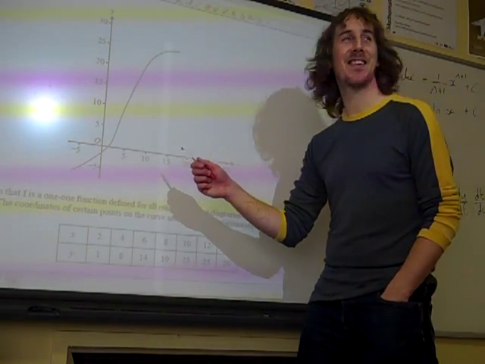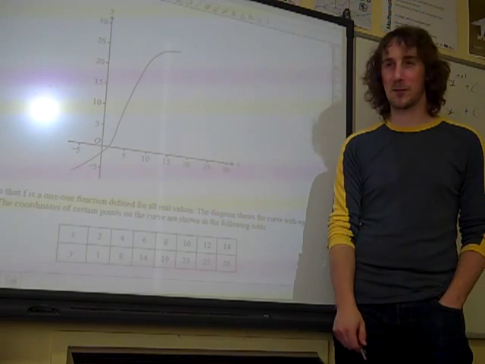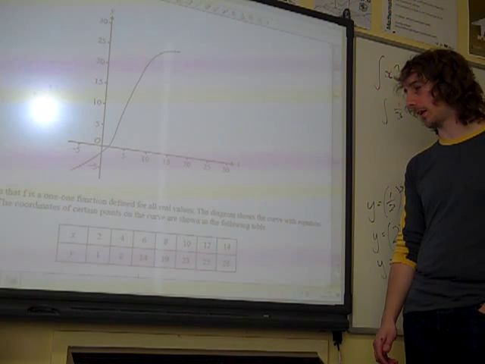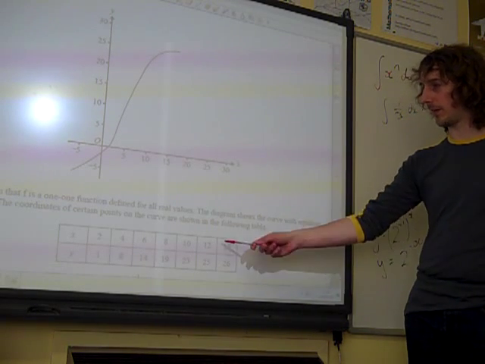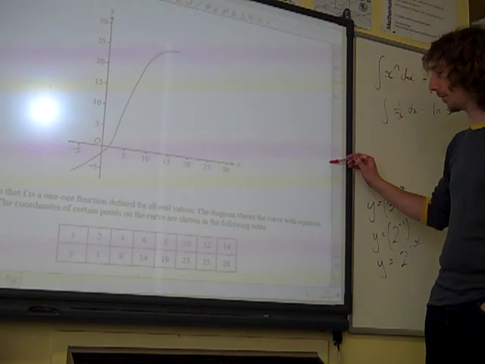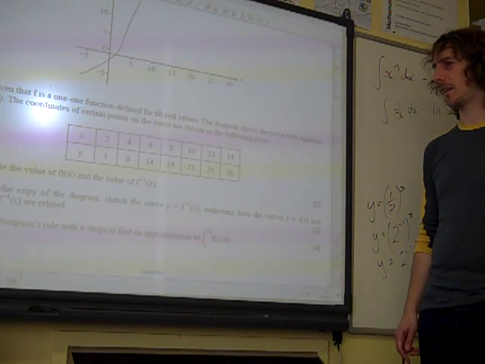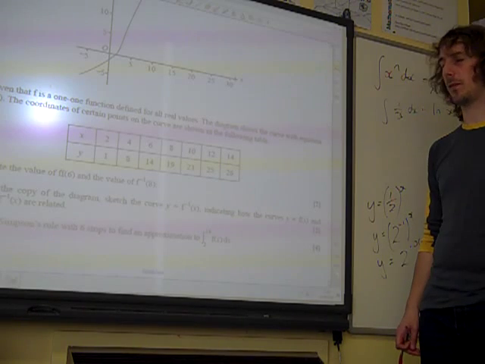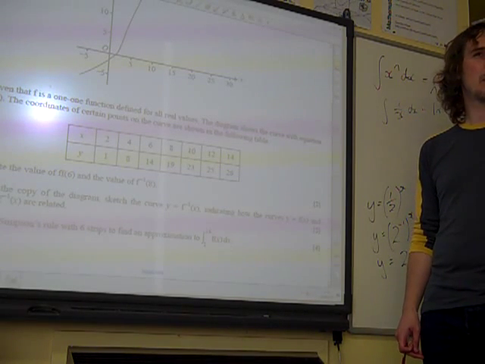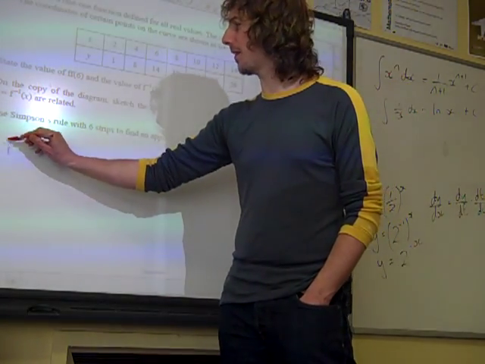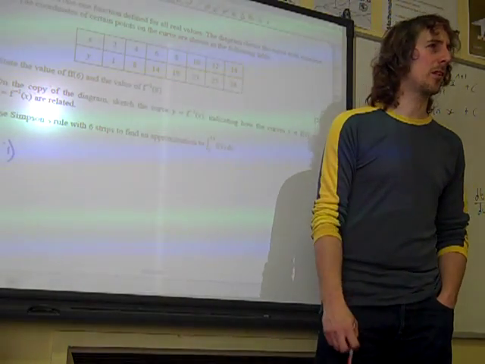Question 5. Okay, so we've got this nice graph drawn. It's given that f is a 1-1 function defined for all real values. The diagram shows the curve, and these are the values at certain points. State the value of f of f of 6 and the value of the inverse of 8. Well, it's a bit different, isn't it? But it's not necessarily a difficult thing to do.